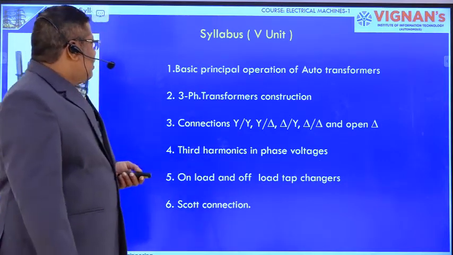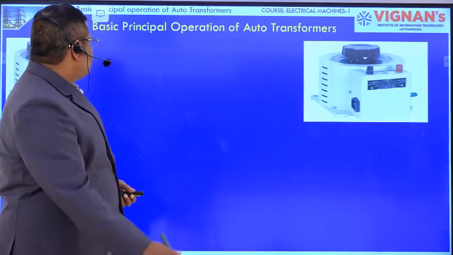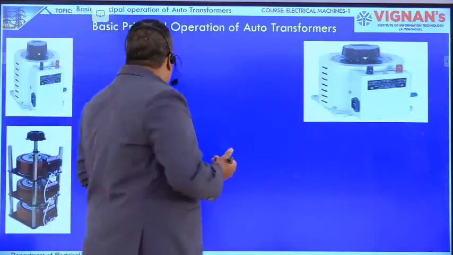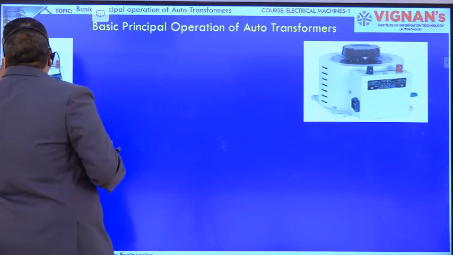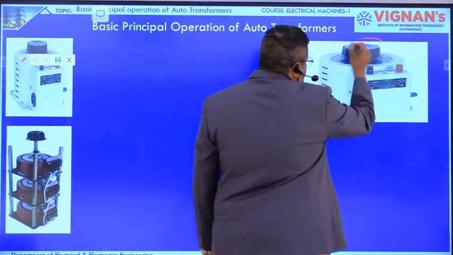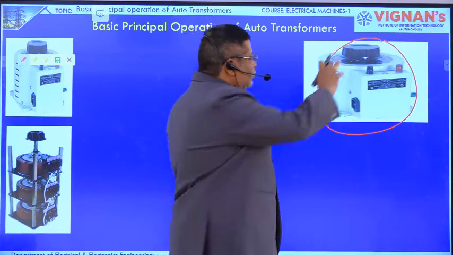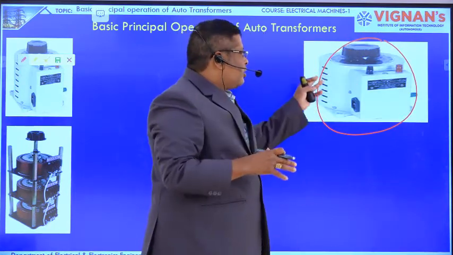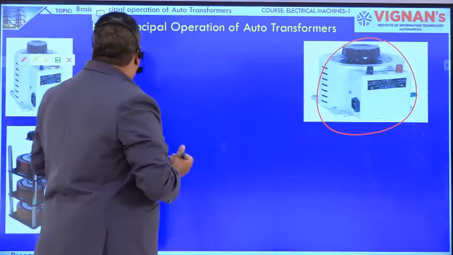Let me explain the basic principle of operation of an auto transformer. This is a single phase auto transformer. This is the knob. By means of this knob, we can rotate it so that this auto transformer will give a variable voltage.